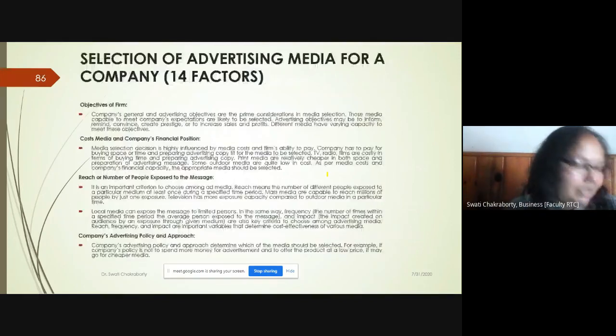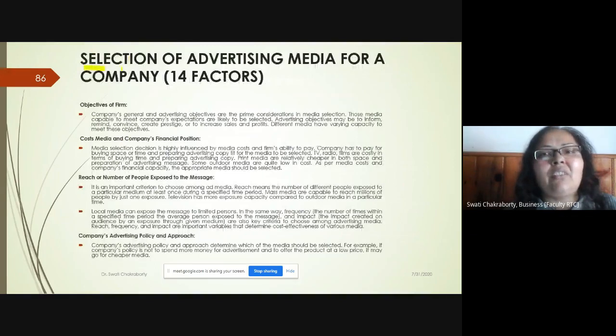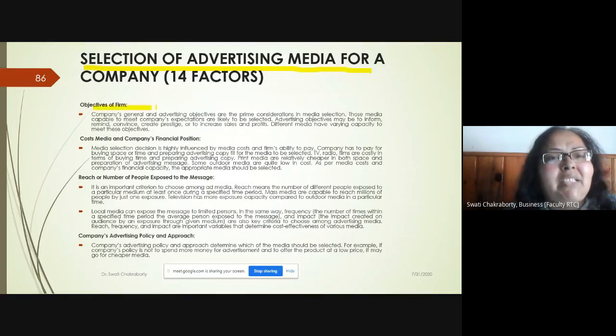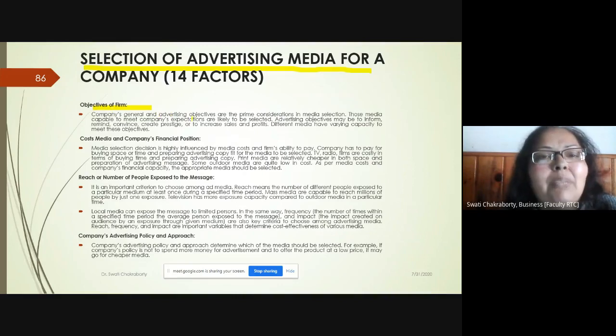Then we come to the next one, that is selection of advertising media for a company. Objectives of the firm. You have to first think of what the main objective is. The company's objective should be the prime consideration in media selection. The media that we are talking of should meet the company's expectations, and based on that it should be selected.